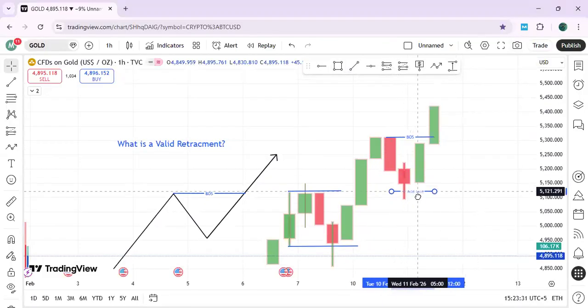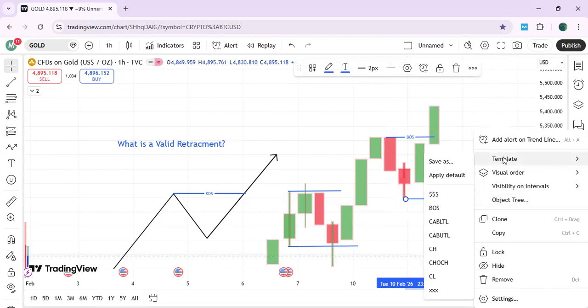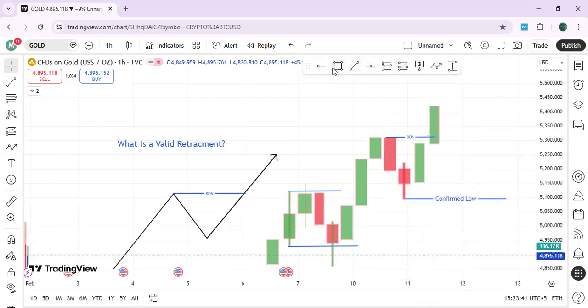So at that point, just see here, this one will be our confirmed low point. Okay, what should we do? We will simply write: this one is our confirmed low point.